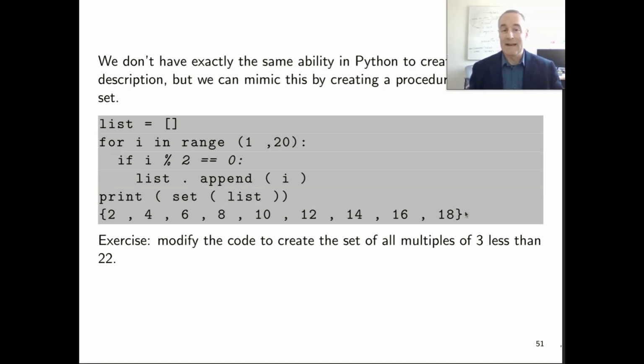So we're creating the set of all even numbers less than or equal to 18, or the set of all even numbers less than 20 would be another way to say it. And then maybe you can do a little exercise. Modify the code to create a set of all multiples of 3 less than 22. Should only take you a moment.